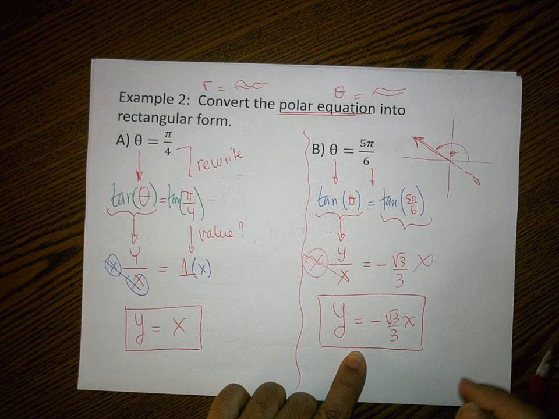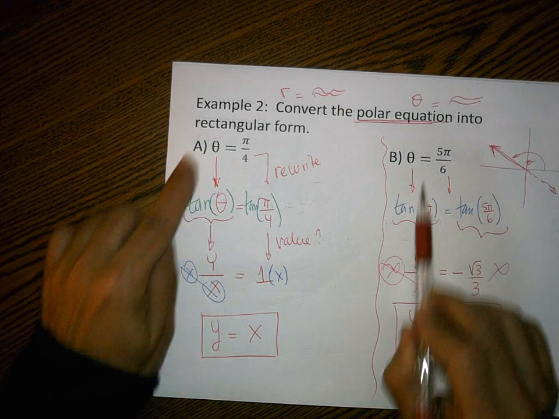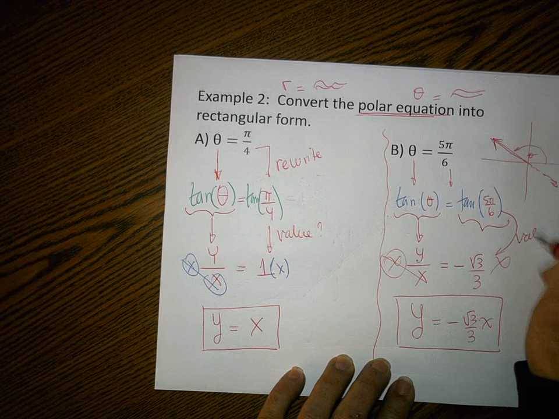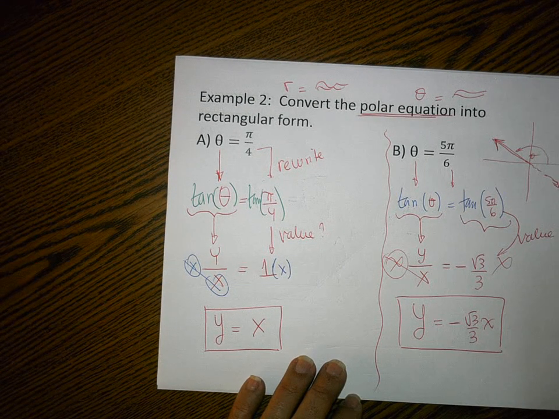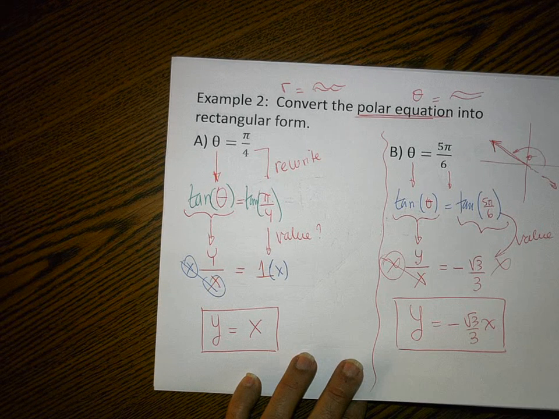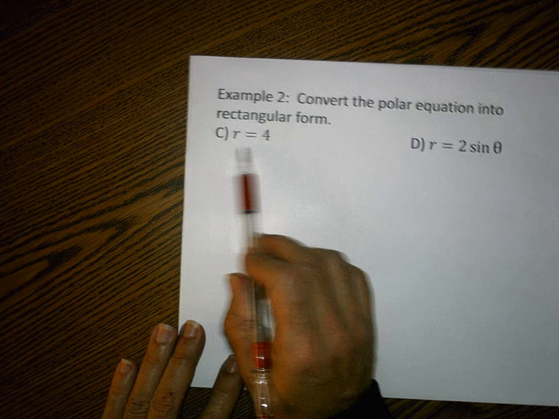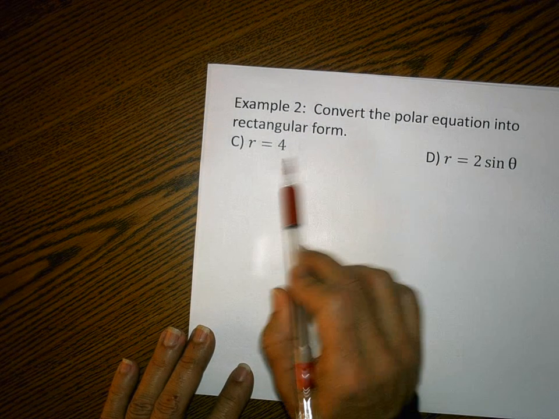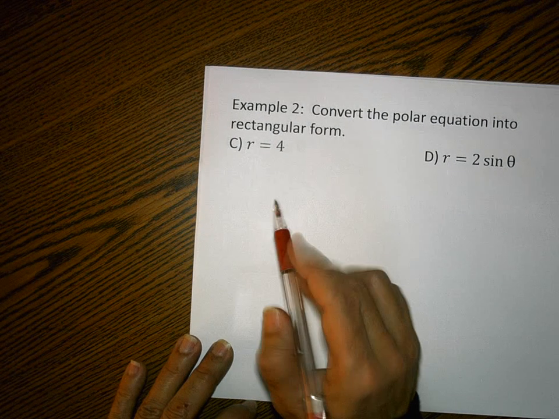So notice whenever I have a theta, we wrap the tangent around it. We find the value of the tangent of whatever the angle is. And that's the same steps over and over. What happens if you start with r equals 4? How do I change that from polar to rectangular? Well, it would be nice if we had an r squared, right? So let's go ahead and square both sides.